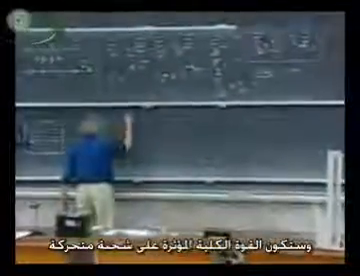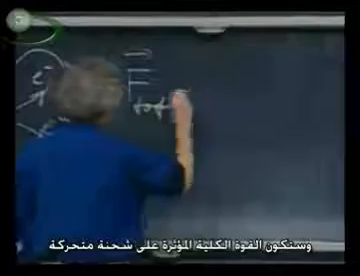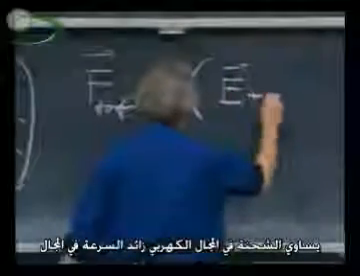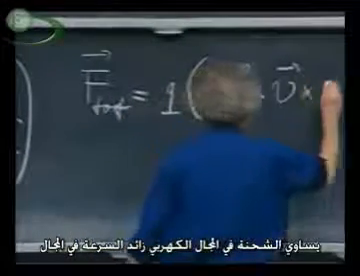Also the electric force. And so the total force on a moving charged particle would then be Q times the electric field vector plus v cross B. And this, of course, we've seen before.